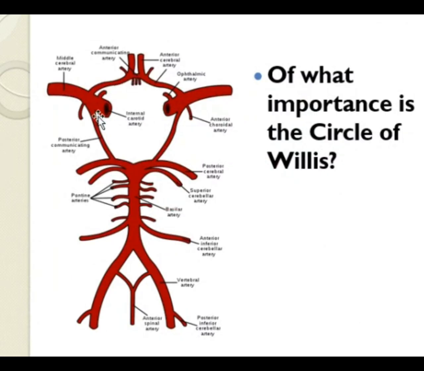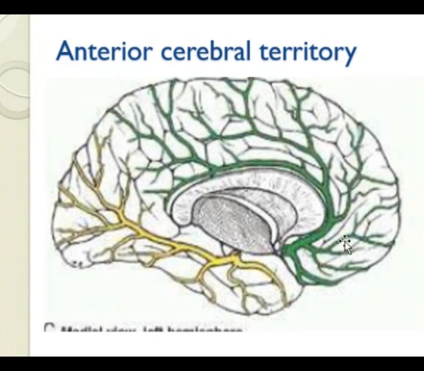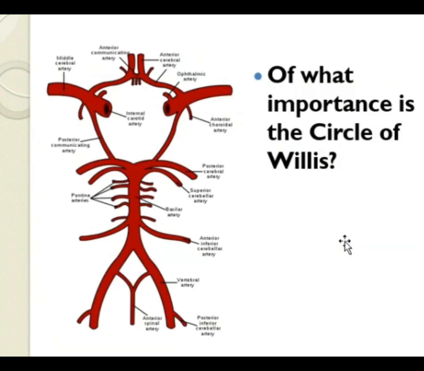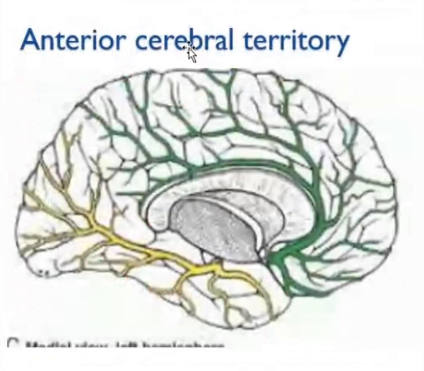This is the circle of Willis. Here we are looking at the medial aspect of the cerebral hemisphere in sagittal section, and we are going to look at the anterior cerebral arteries. The anterior cerebral arteries are these ones.